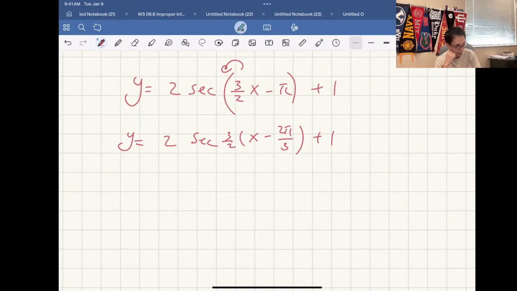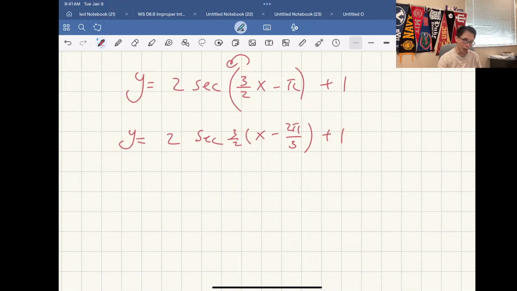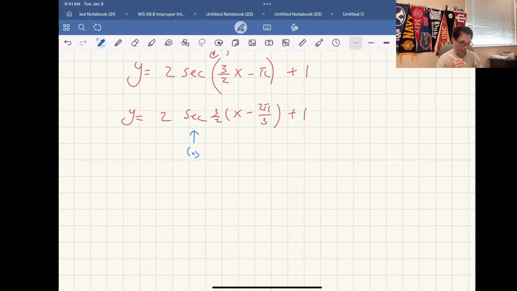So y equals 2 secant of 3 over 2 x minus 2 pi over 3. So you divide it by 3 over 2, that becomes 2 pi over 3. I'm going to start by recognizing this is a cosine graph. It's the inverse of a cosine graph because it's a reciprocal of a cosine graph. Now remember, when a cosine hits the midline, that's where it creates an asymptote because that's going to give you 1 over 0. We're going to talk a little bit more about that in a second.